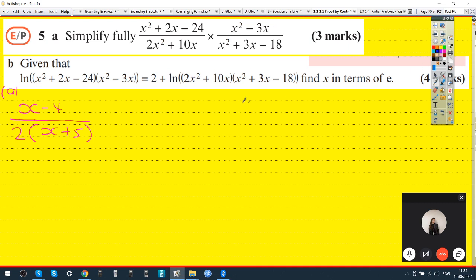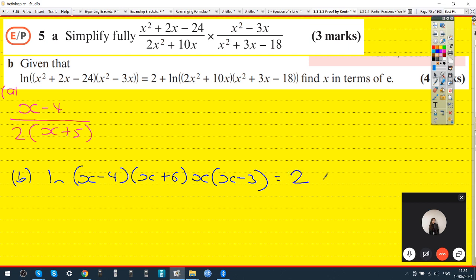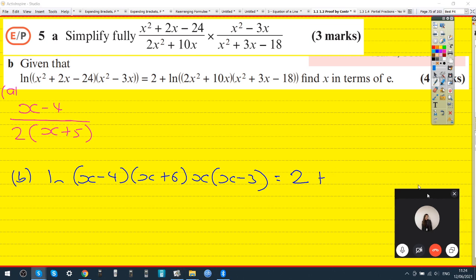Alright. So that's B. So can we just multiply them together? So that was x minus 4, x plus 6, and then the other one was x and x minus 3. That's equal to 2 plus the other 2. Alright, how do we go about that?